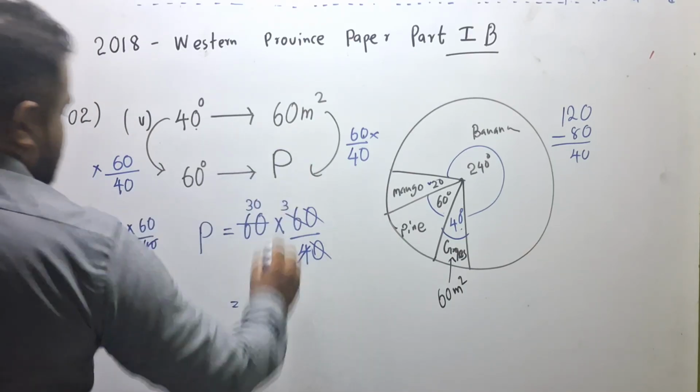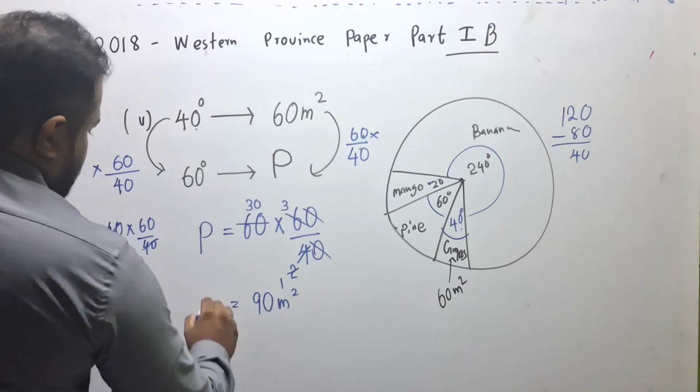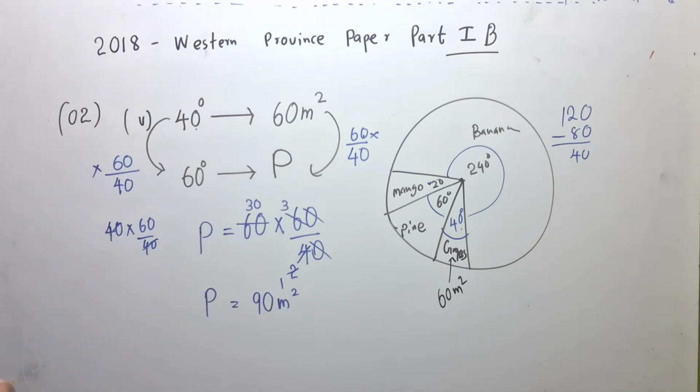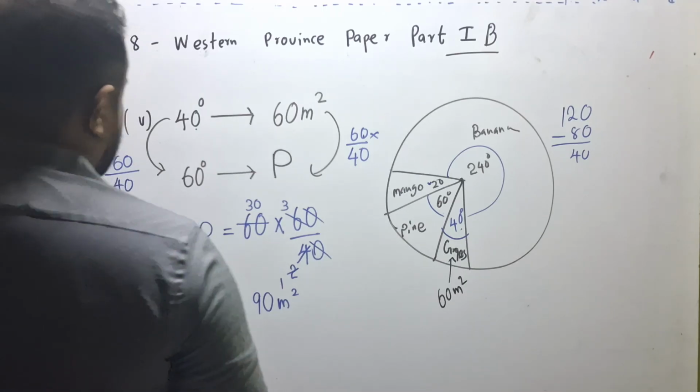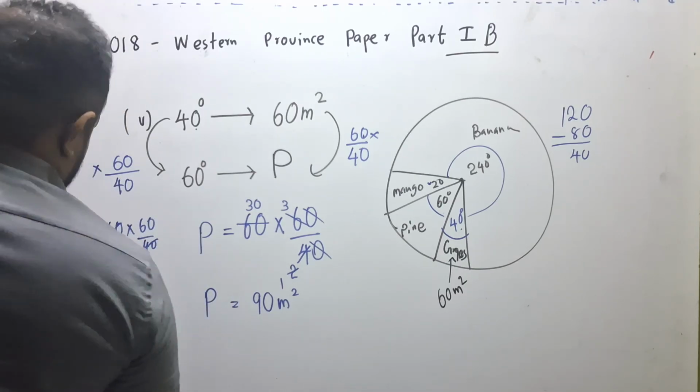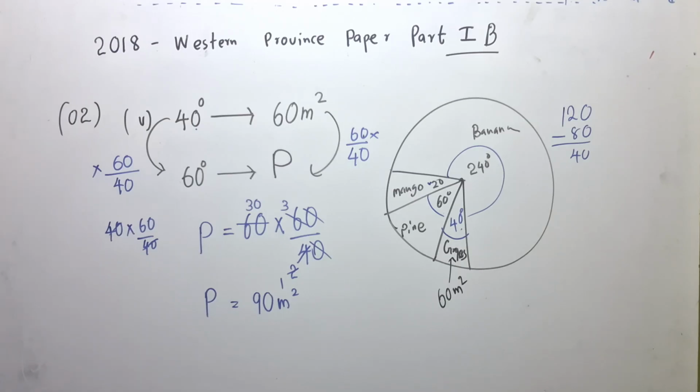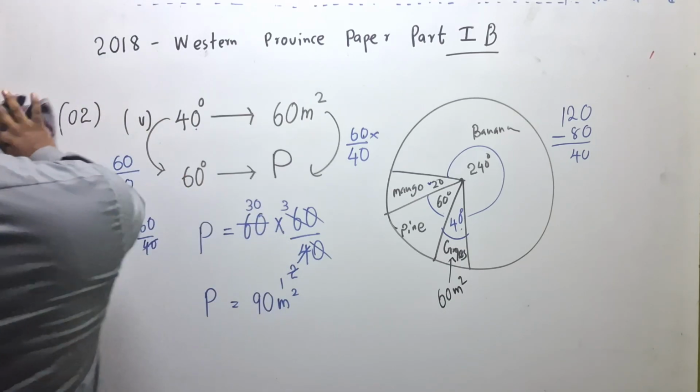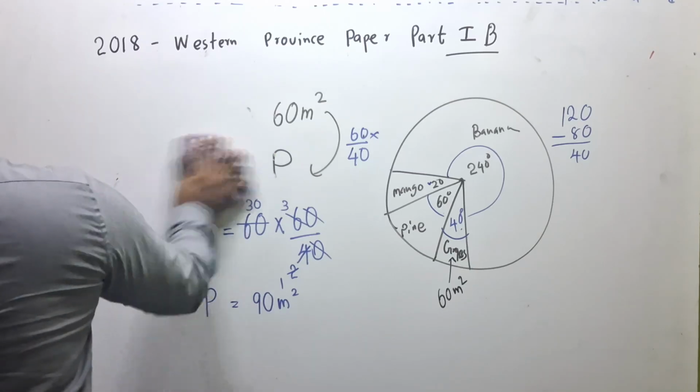And what is the unit? Square meters. That's the 1 meter. Okay, or you can use a ratio and find the answer too. Those are the answers for question number 2. Then we will discuss question number 3.